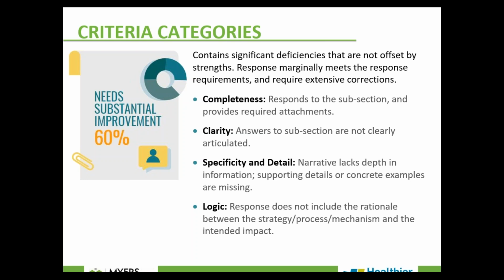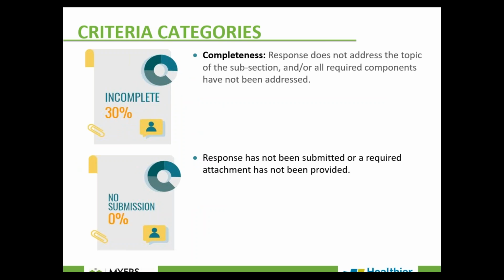So the next categories would be incomplete and no submission. For incomplete, there are a few scenarios here. There's a score of 30% of the subsection total point allocation. In this scenario, the response does not address the topic. It may go off in a different direction altogether, and while there may be content there, it's just not really meeting the requirement. Or there may be certain requirements that are not addressed fully in the response.